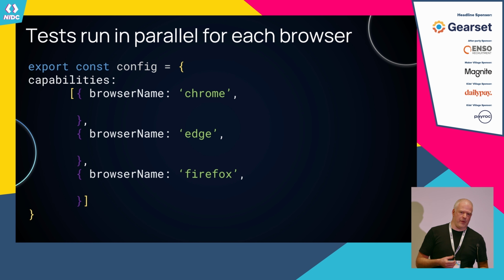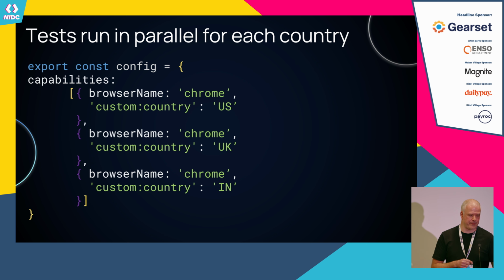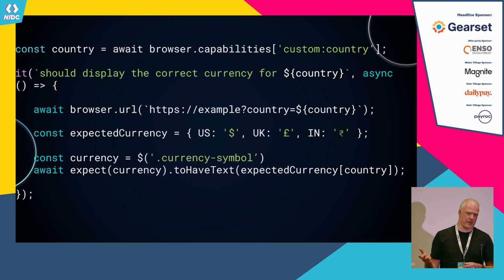With WebDriverIO, if you want to run tests in parallel, out of the box you can do that quite easily if you specify different browsers. But we're not actually interested in different browsers, we're interested in different countries. At the time it was little known to me, though it's a little bit more known now, that you can specify your own custom capabilities. So as well as saying I want to run the test in a browser, I can say I want to run my test in this country. And just by specifying that custom capability, I can now have a single test that runs automatically in parallel for different countries.